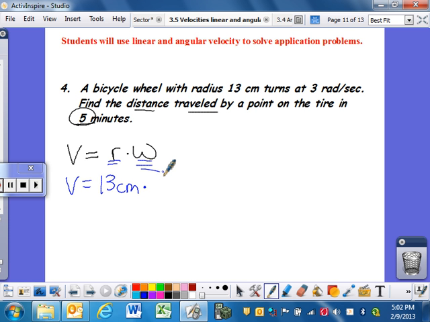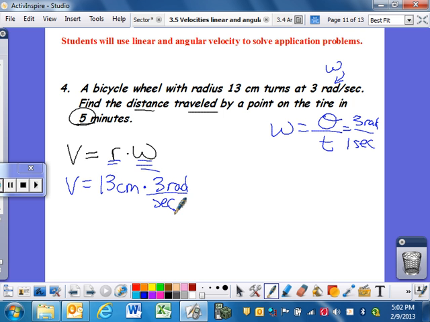Do I have the angular velocity? Angular velocity, remember, is just radians per unit of time. Do you have radians per unit of time? 3 radians per 1 second. That works for me. That is your angular velocity. So I don't have to mess with it at all. I can literally just dump it in. So I have 3 radians in 1 second. So if I multiply that out, my linear velocity, how fast it's actually going, is 39 centimeters per second.